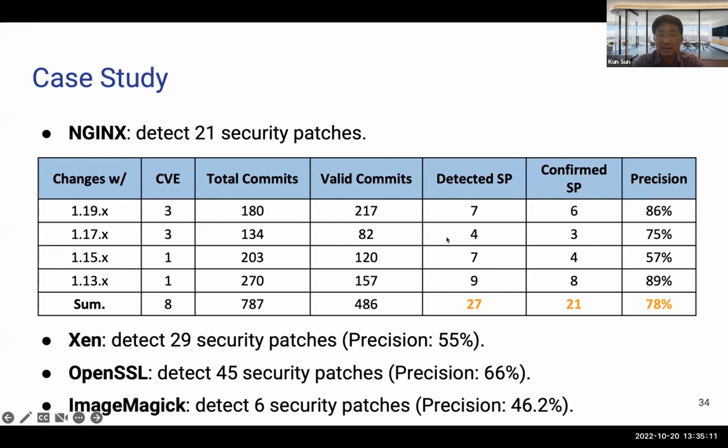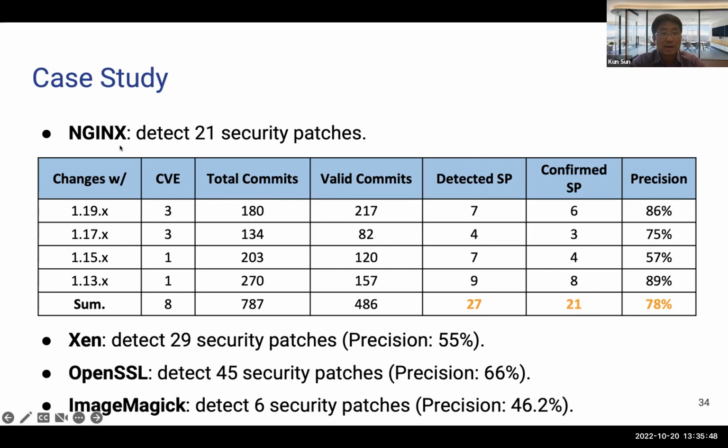Overall among these 4 versions, using our tool, it reported 27 security patches that were not reported to the CVE. CVE originally only reported 8. Those 27 have not been reported to the CVE. And among these 27, we manually verified that 21 are real security patches. So the precision is about 78%.